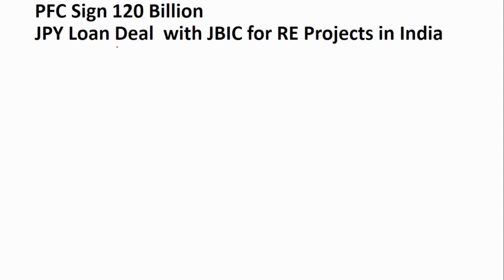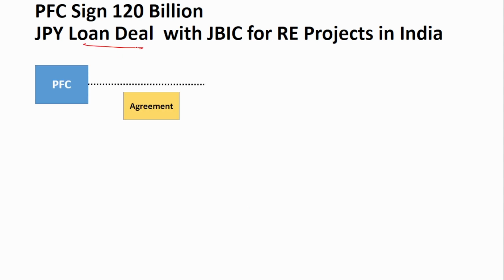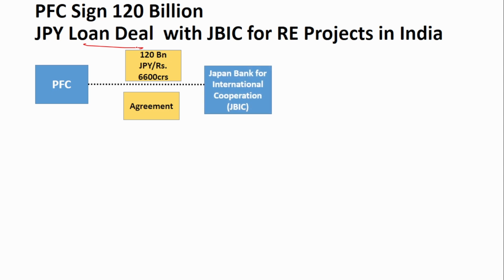So next is about a loan agreement. The Power Finance Corporation has signed an agreement with the Japan-based Japan Bank for International Cooperation. The agreement is worth 120 billion Japanese yen, or in Indian rupees, 6,600 crores. This money will be used for renewable energy projects. The tenure of this entire loan is 20 years.